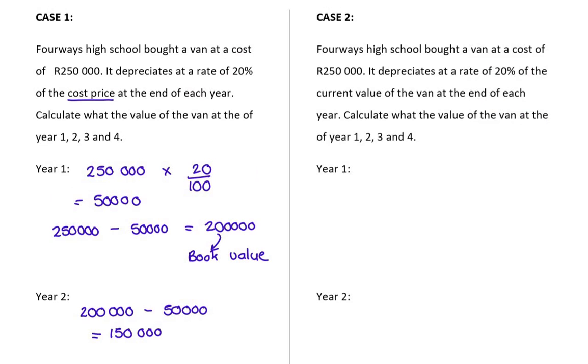So exactly the same idea. They've got a van at a cost of 250,000 Rand and it depreciates at 20% of the current value of the van. Now that sounds a lot like compound interest, except it's kind of like compound depreciation. So at the end of year 1, I would have done exactly the same calculation. 20% of 250,000 Rand is 50,000 Rand. So what is the book value of the van? After year 1, it's 200,000 Rand. So exactly the same idea.